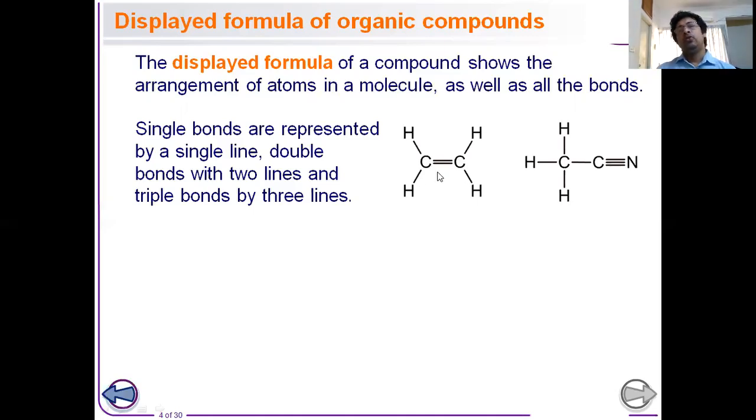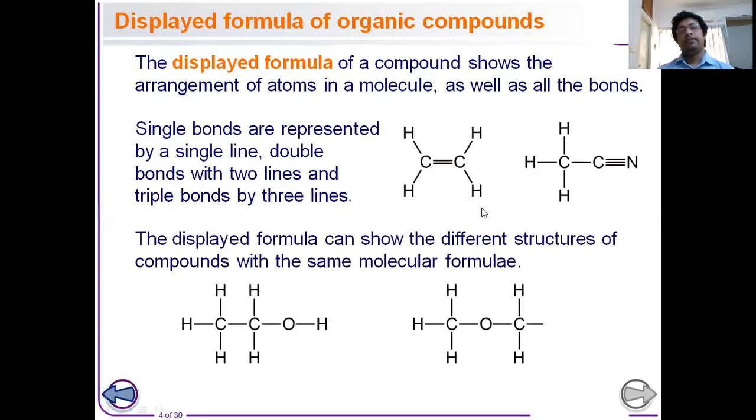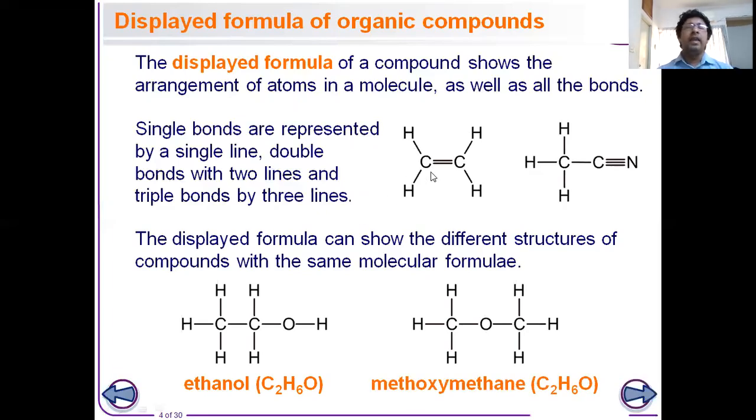Ethene is an alkene, so it has a double bond between 2 carbon atoms. And there are 4 carbon-hydrogen bonds present in the ethene molecule. So all the bonds are shown in this particular type of formula. That means from the displayed formula we can understand the arrangement of the atoms present in a molecule. Here examples of ethanol and methoxymethane are also shown.